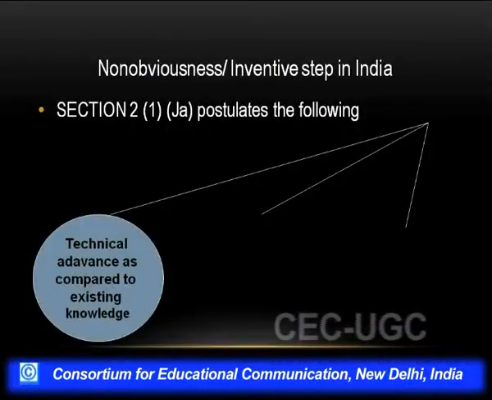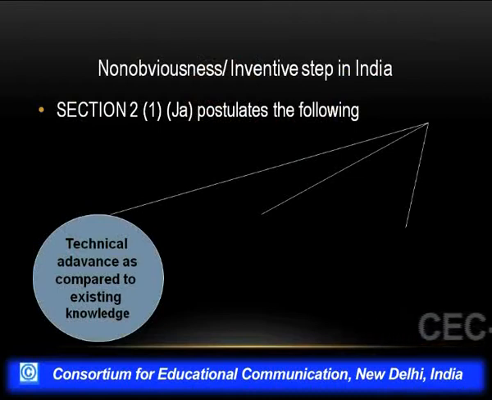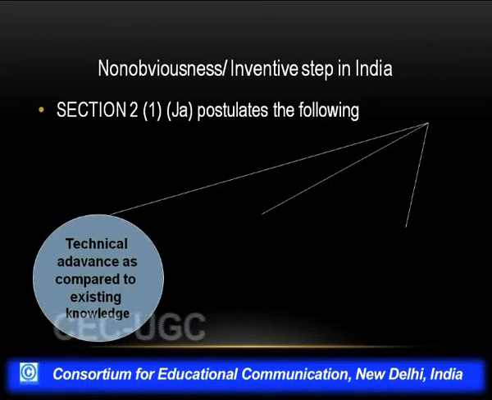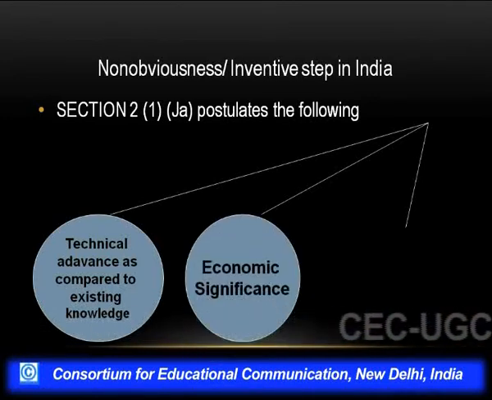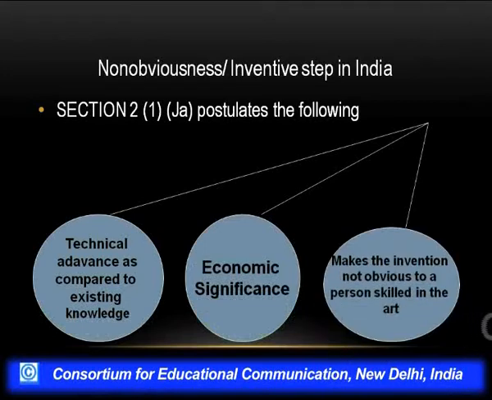Well friends, section 21JA postulates three things here, which are the tests for determining non-obviousness. One, technical advancement has to be there compared with the existing knowledge. Another, there has to be an economic significance. And the third is that this invention is not obvious to a person skilled in that art. If it is obvious to that person, then it would not be termed non-obvious, it would be obvious and cannot be given patent protection.